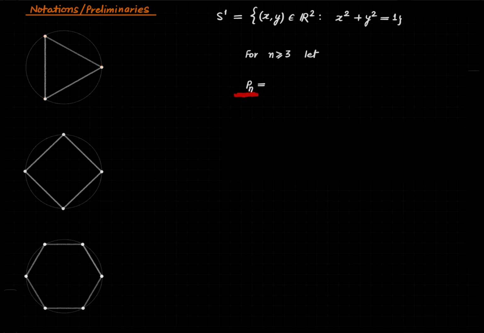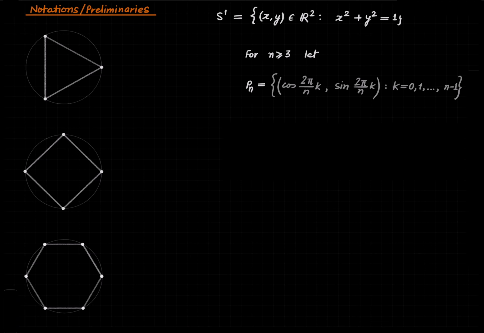So for us, the n-sided regular polygon would be defined as a subset of the unit circle in the following fashion. It is just the set of points (cos 2 pi k by n, sine 2 pi k by n), where k is going from 0 to n minus 1. So this should be now clear. I have already explained it using these pictures, what this set is.